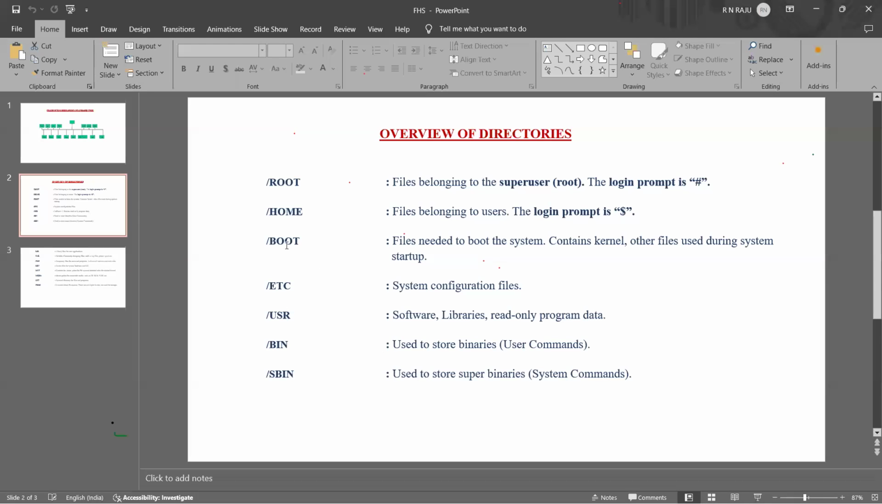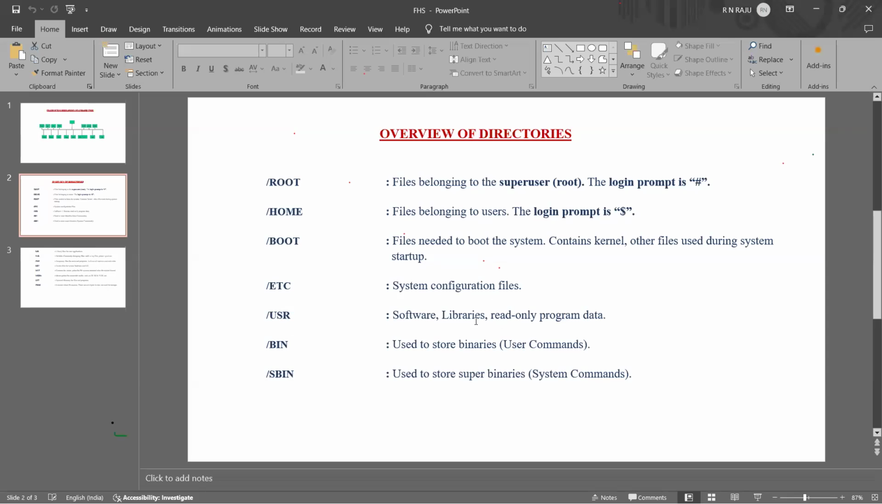What is the boot directory? Already you know that. The boot directory maintains system booting files information, like the Windows C drive. And what is etc? System configuration files information. I mean, if you want to change the system IP address, host name, application paths, or any other configuration settings, then go to the etc directory, find the file name, and change the values.